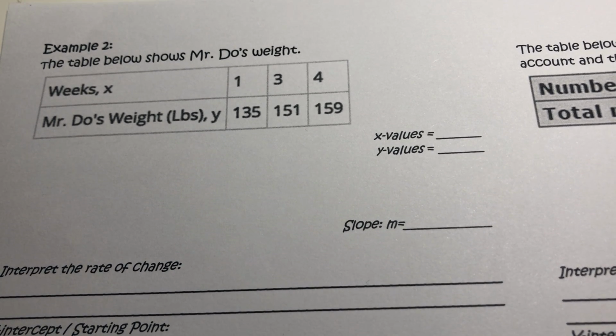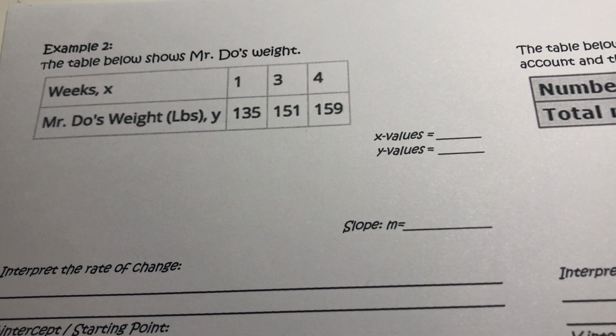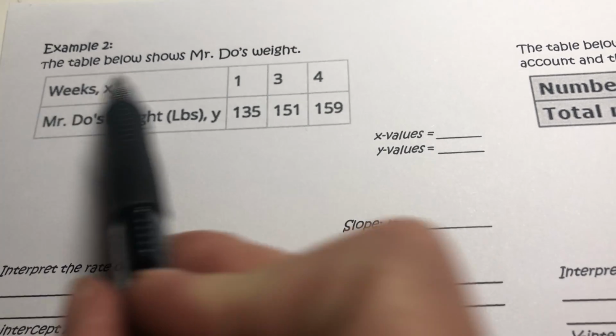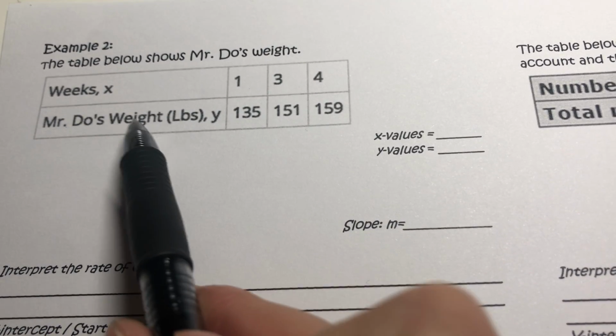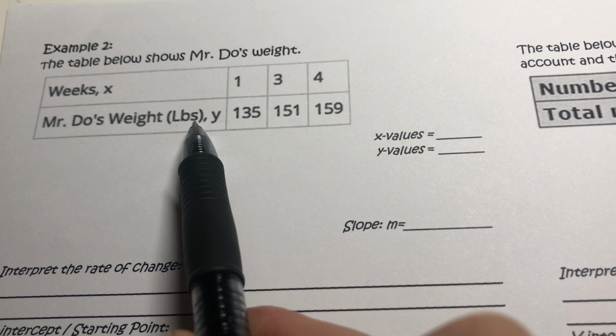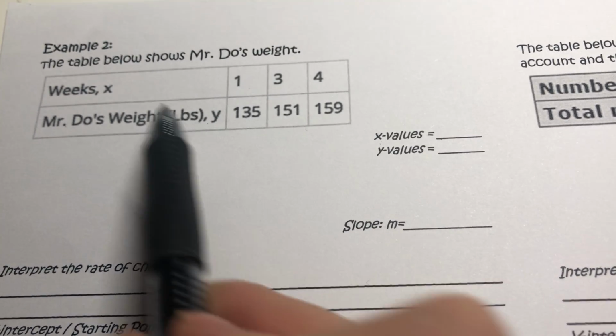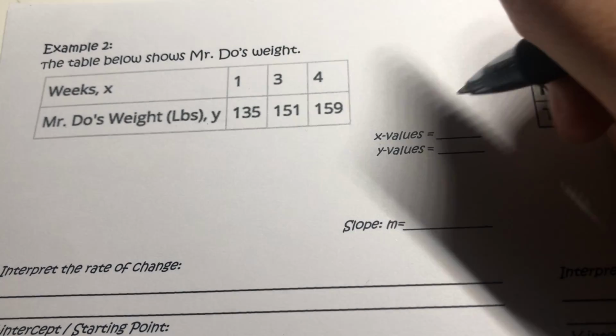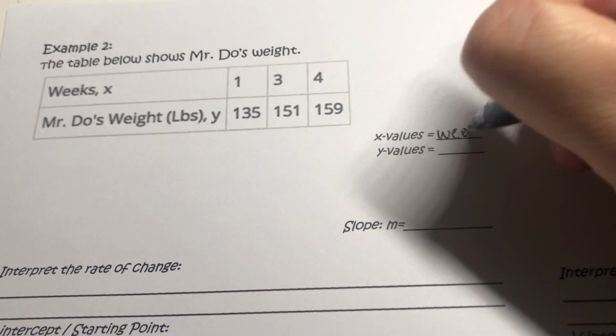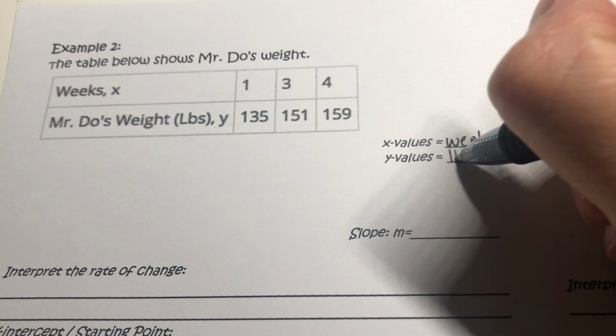All right, our next example, example 2. The table below shows Mr. Doe's weight. Here's the weeks in X, and here's Mr. Doe's weight in LBS. LBS stands for pounds. First thing, let's fill out the X and the Y value. These X values are in weeks, and these Y values are going to be in pounds.